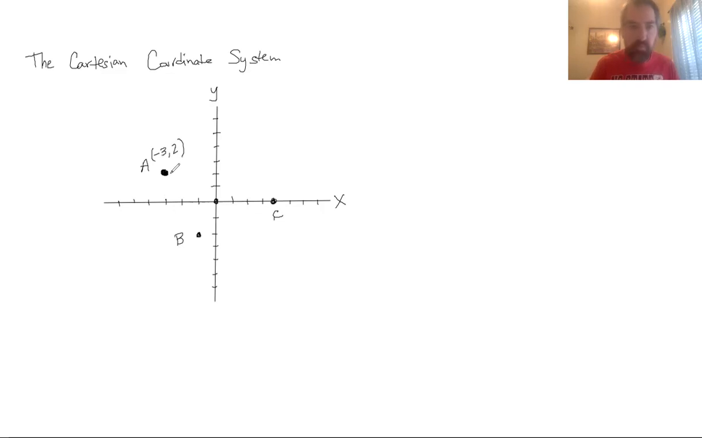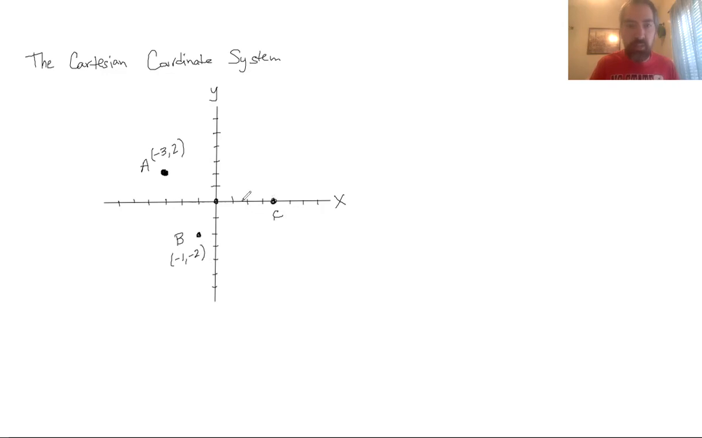Point B, starting from the origin, we'll count 1 unit to the left. So the x value is a -1. And then we'll count 1, 2 down to get to the point B. So that is -2 for the y value. So point B is (-1, -2).